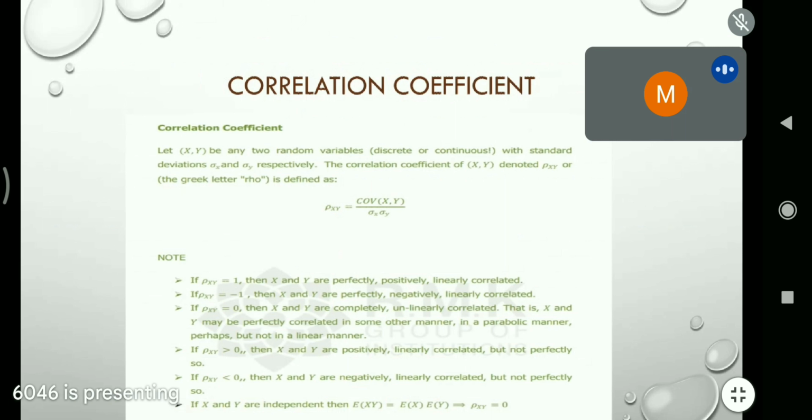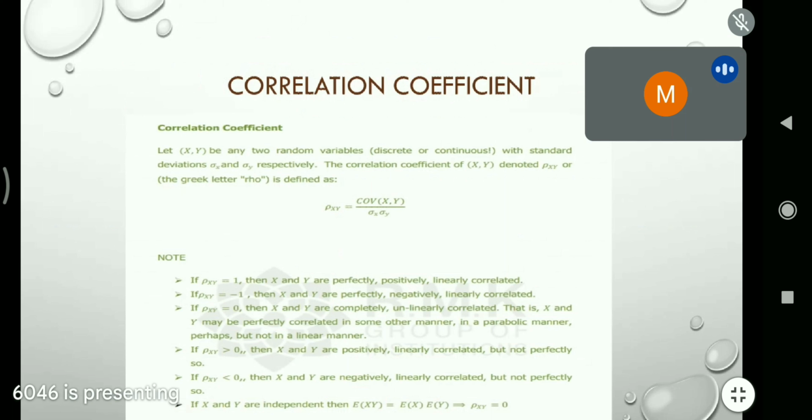We have some notes here. If rho xy equals 1, then x and y are perfectly positively linearly correlated. If rho xy equals minus 1, then x and y are perfectly negatively linearly correlated. If rho xy equals 0, then x and y are not linearly correlated. That is, x and y may be perfectly correlated in some other manner, in a parabolic manner perhaps, but not in a linear manner.